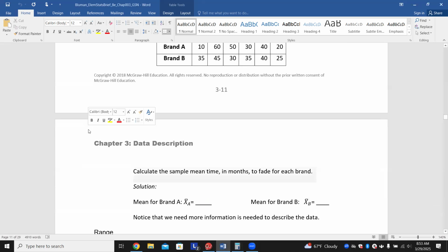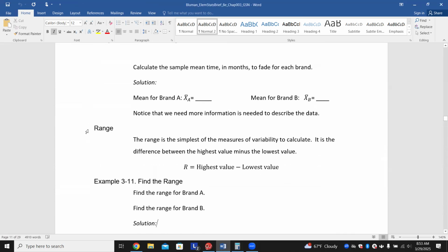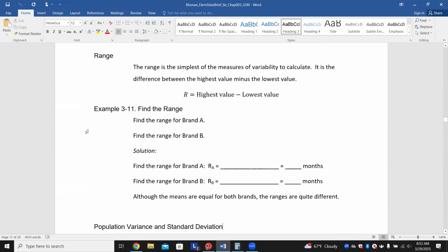So let's talk about other describing factors, and one of those is called the range. We talked about the mid-range in the last section. That was smallest plus largest divided by 2. The actual range is just going to be the highest value minus the lowest value, denoted with a capital R. So the range is the simplest of the measures of variability to calculate. It is the difference between the highest value and the lowest. So in example 11, we're going to find the range of brand A and brand B.